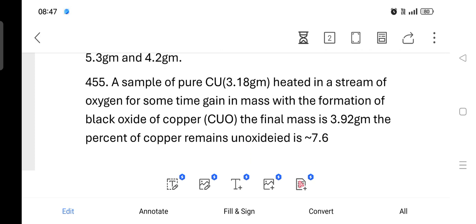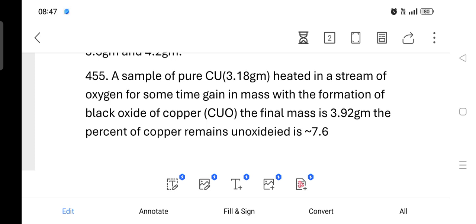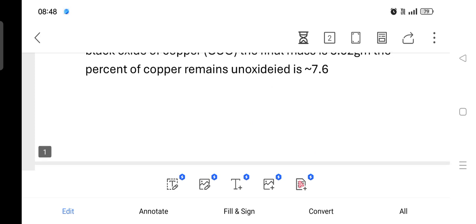A sample of pure Cu, 3.1 gram, is heated in a stream of oxygen for some time and gains in mass with the formation of black oxide of copper, CuO. The final mass is 3.92 grams. The percent of copper that remains unoxidized is 7.6.